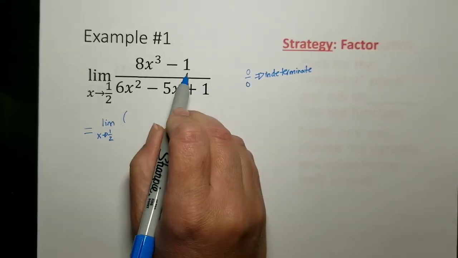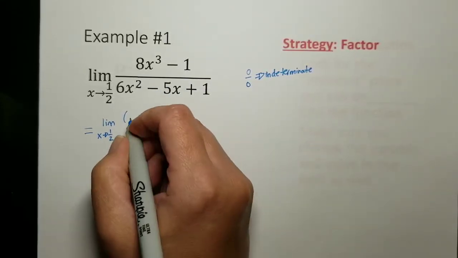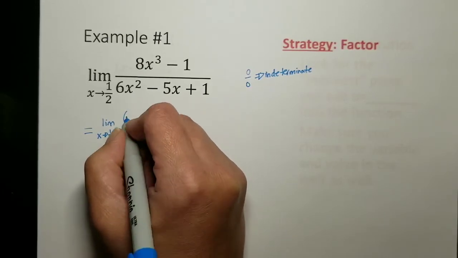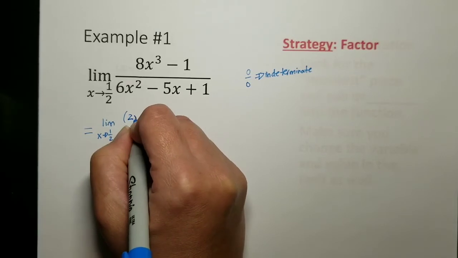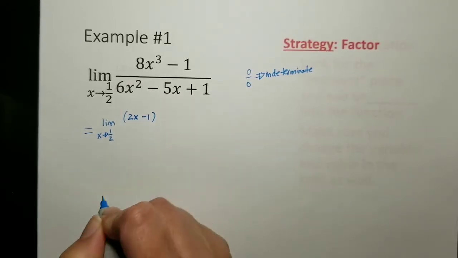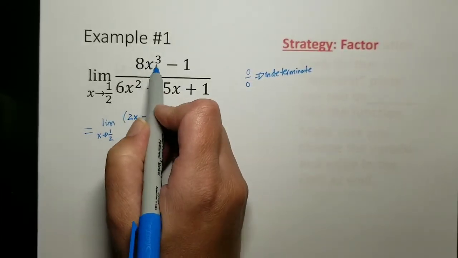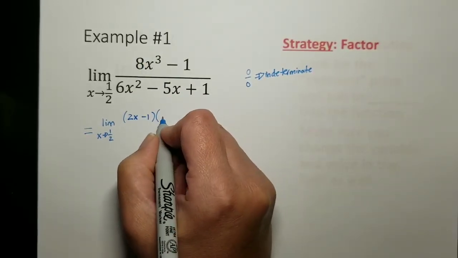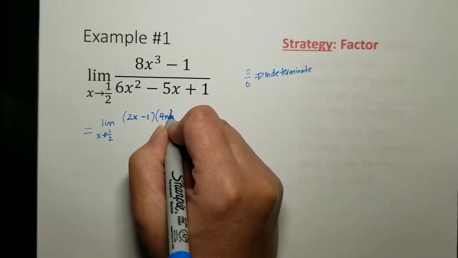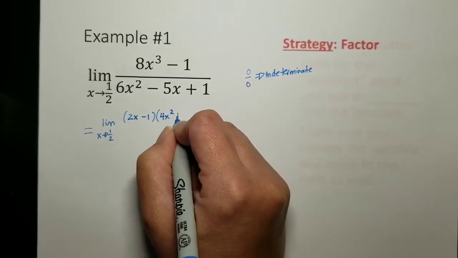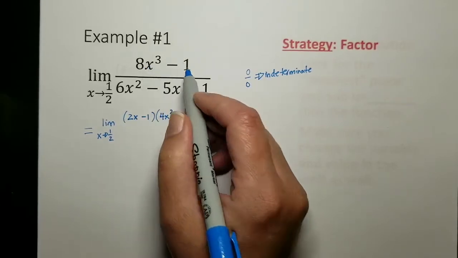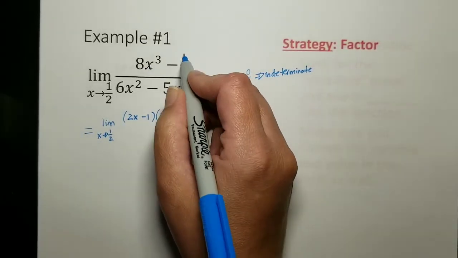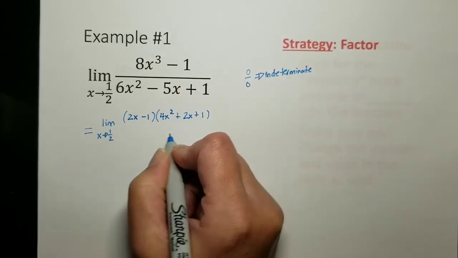So here I have a difference of cubes on the top, and remember that the difference of cubes, x cubed minus y cubed, is x minus y, so this would be 2x minus 1, because this is 2x all cubed. And then we've got 2x squared, so 2x times 2x is 4x squared, plus, and we'd have the cube root of each of these things multiplied, so I get 2x, plus the second term squared, which is 1.